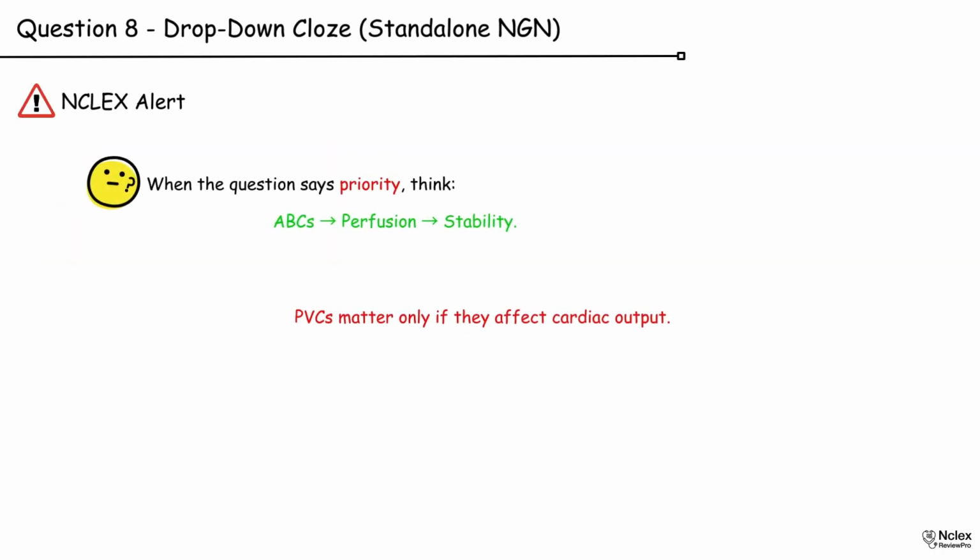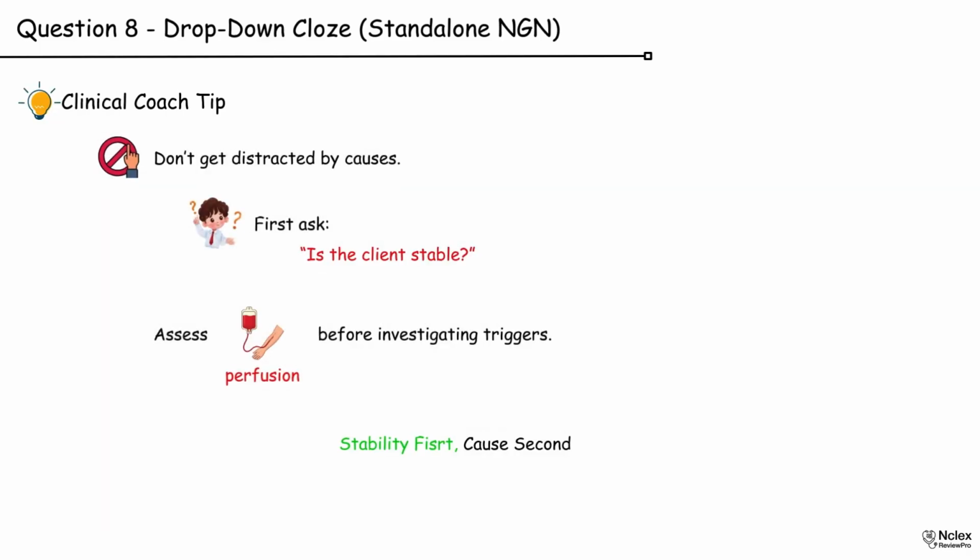Here's your NCLEX alert. Whenever the question says priority assessment, go straight to ABCs. Is the patient oxygenating? Is the patient perfusing? PVCs only become urgent if they compromise cardiac output. The exam is testing whether you assess stability before you chase causes. Now here's the clinical coaching point.